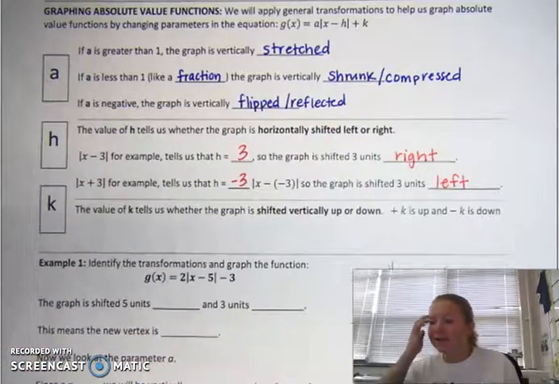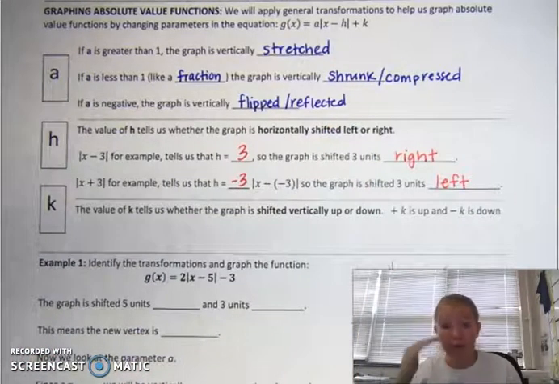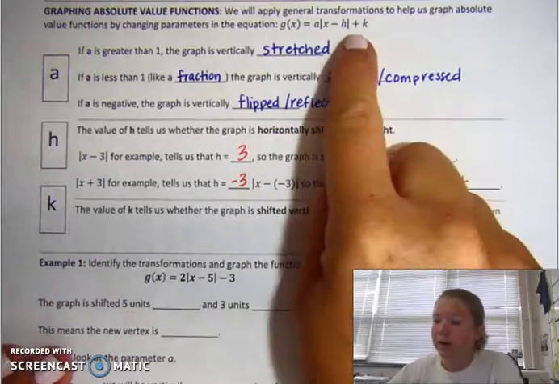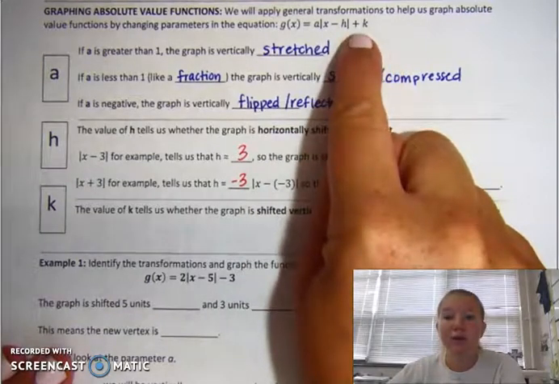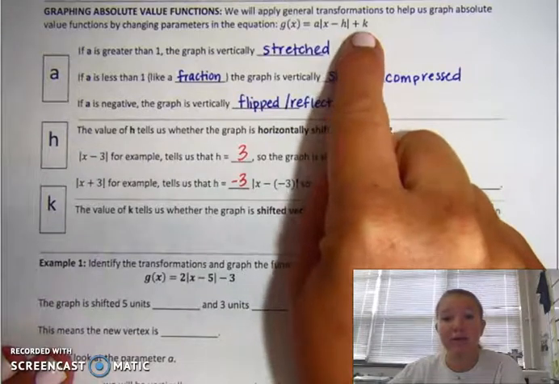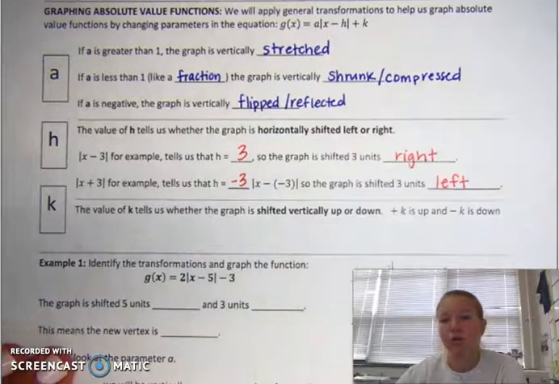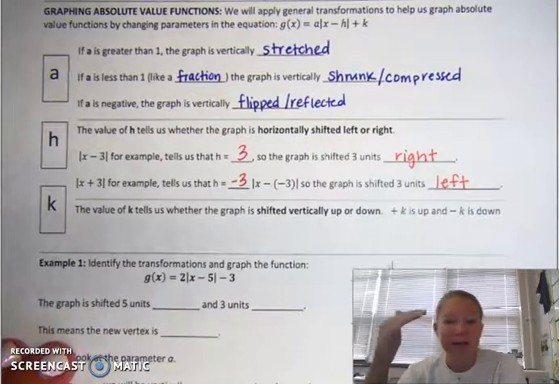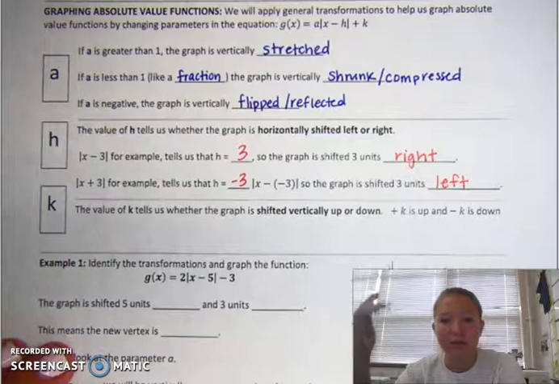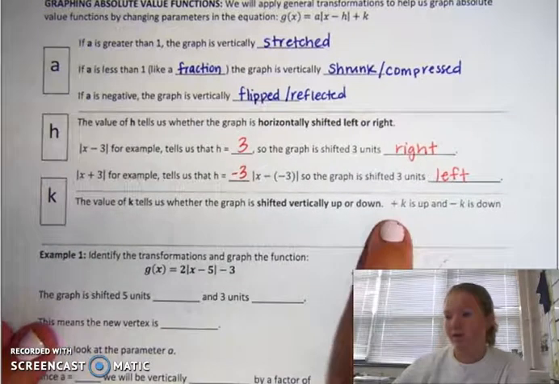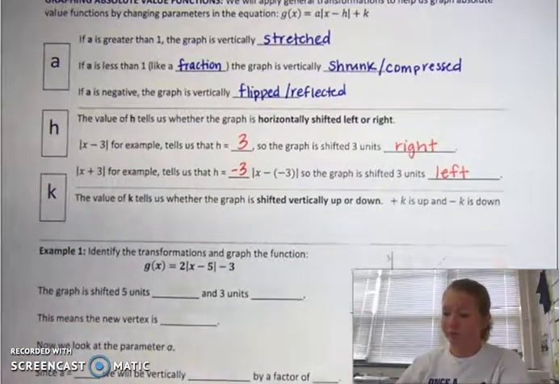K is going to tell us if we go up or down. Okay, and notice that the plus K is here. So it's true to its sign. Whatever you see as the number, that's the direction you're going. So if you saw a minus 4, then you're going to go down 4 units. If you see a plus 7, you're going to go up 7 units. And that's all filled in for you here on the notes.